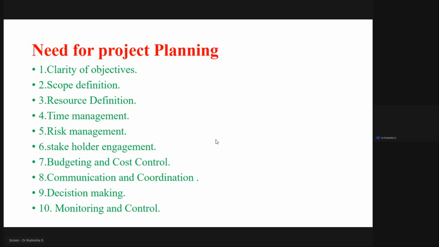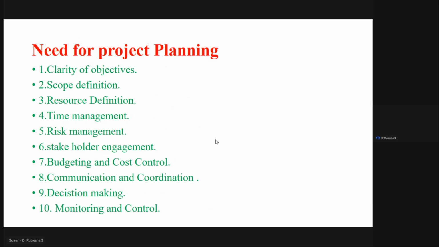The points are: clarity of objectives, scope definition, resource definition, time management, risk management, stakeholder engagement, budgeting and cost control, communication and coordination, decision making, monitoring and control.